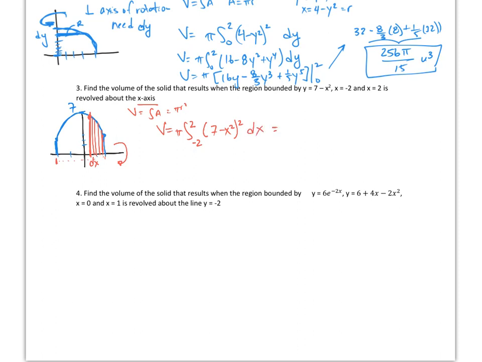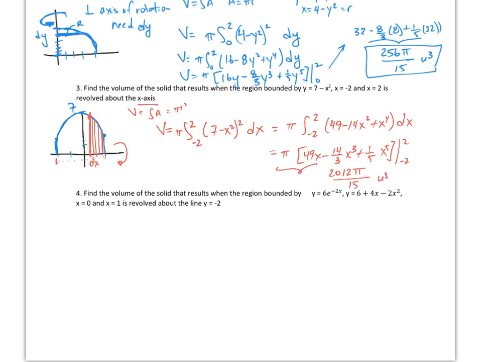And work this out. We'll get pi from negative 2 to 2 of 49 minus 14x squared plus x to the fourth dx. And after we integrate, we will get 49x minus 14 thirds x cubed plus 1/5 x to the fifth on the bounds from negative 2 to 2. All right, handy dandy calculator. 2012 pi over 15 cubic units. All right. Moving on to the next one.